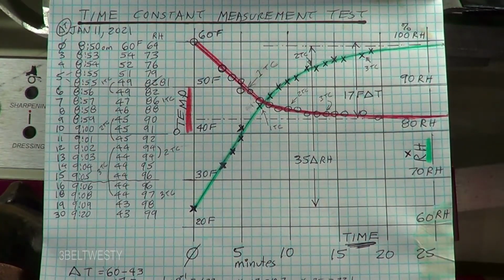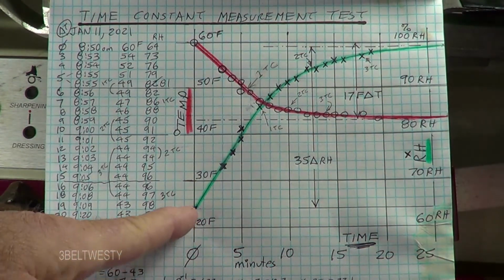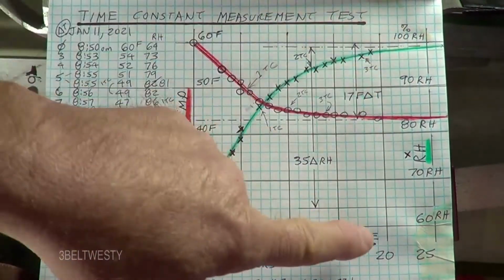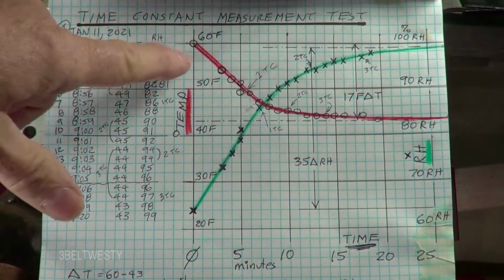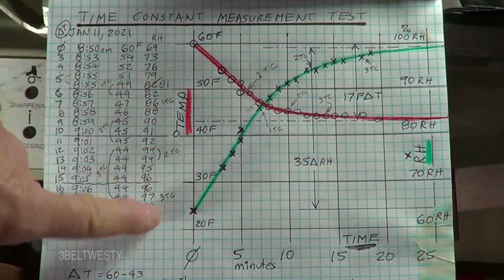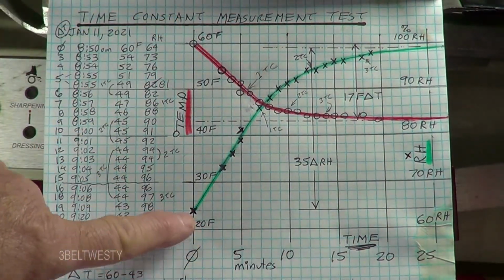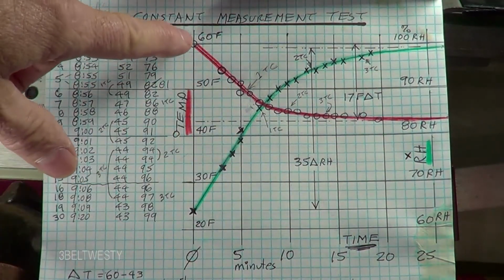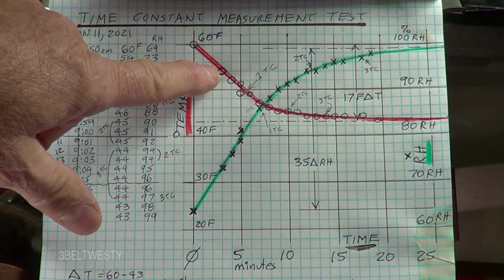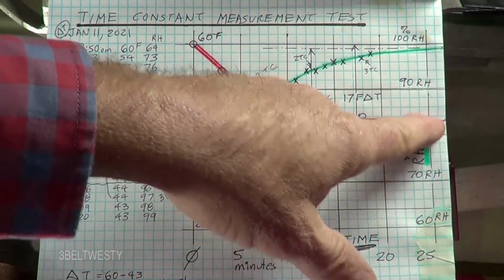The unit was at room temperature inside because I had the batteries out of it for several hours. I put new batteries in, then immediately put it out in the yard, and the humidity went up like this. On this graph, 60, 70, 80, 90, 100% RH, and the left side of the graph has temperature: 20, 30, 40, 50, 60. So it started at 60, went to 50, and went down like this.